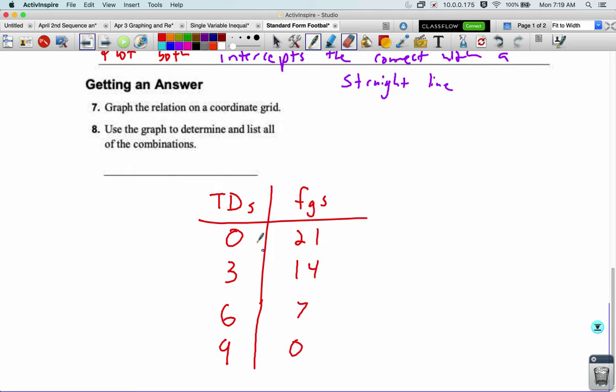All right, and we'll see a nice little pattern here that this is going up by 3s, this is going down by 7s, and that's because 7 field goals is worth 3 touchdowns. They're both worth 21 points. Is that true? 7 times 3, 21. 3 times 7, 21. Yes. Okay. All right. So I think we've answered everything here.